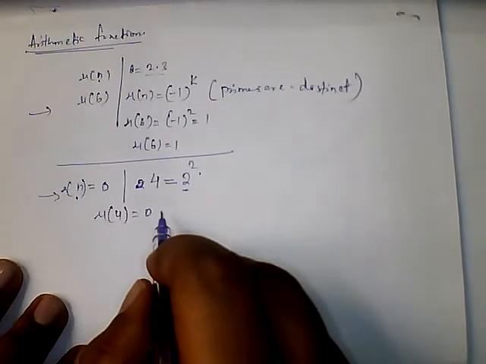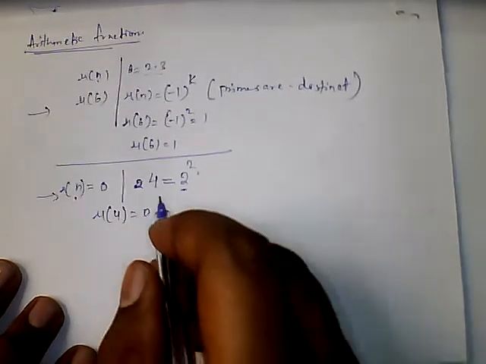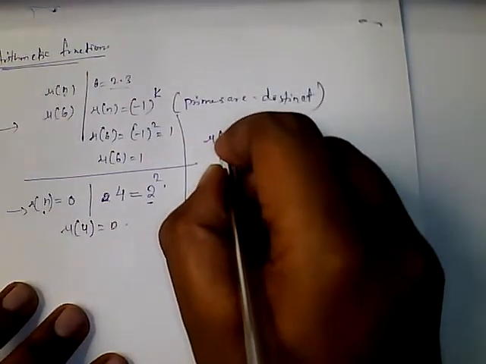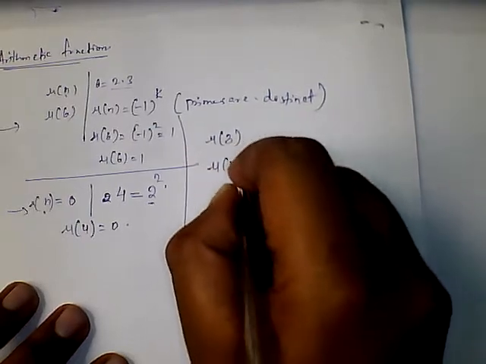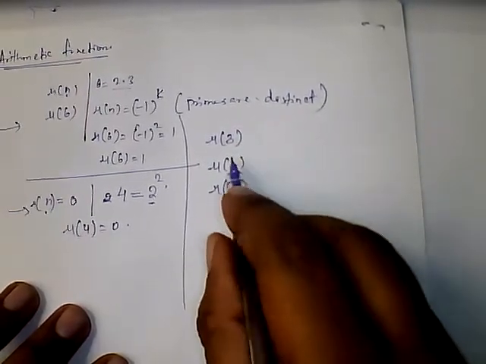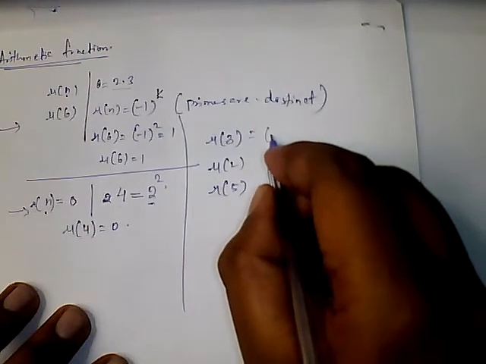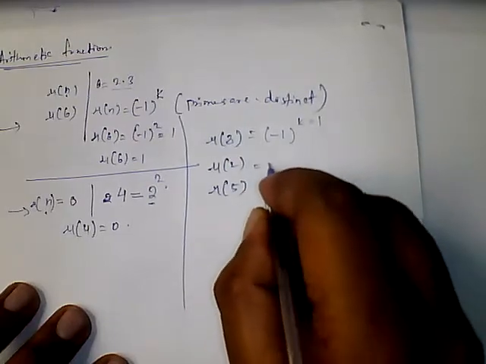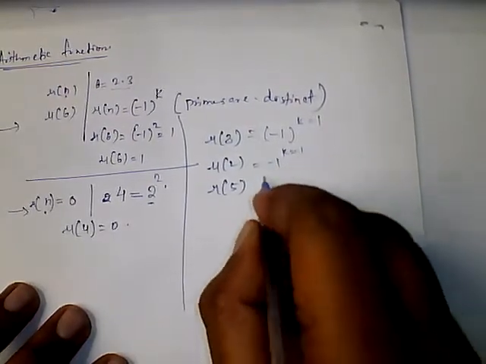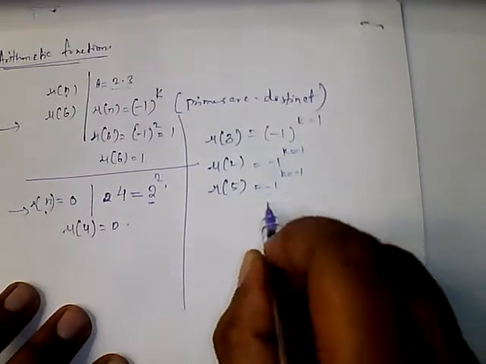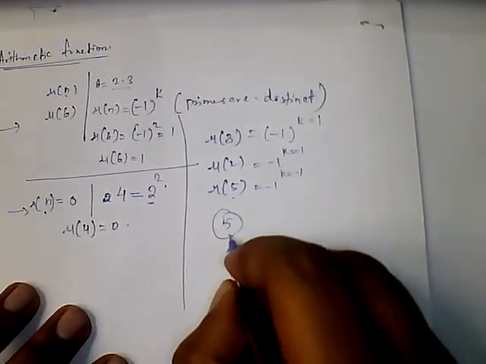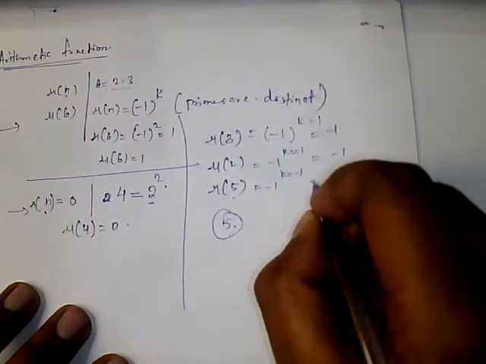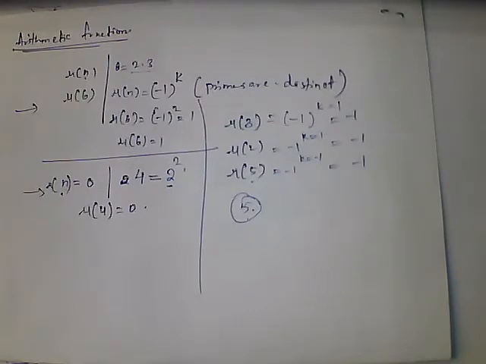So we have these two properties, and also we know that for all primes, mu of 2, mu of 3, mu of 5, they have only one prime in the decomposition, so (-1) to the power k with k equal to 1. Because 5 has only one prime factor, that is 5 itself, we get -1, -1, -1.